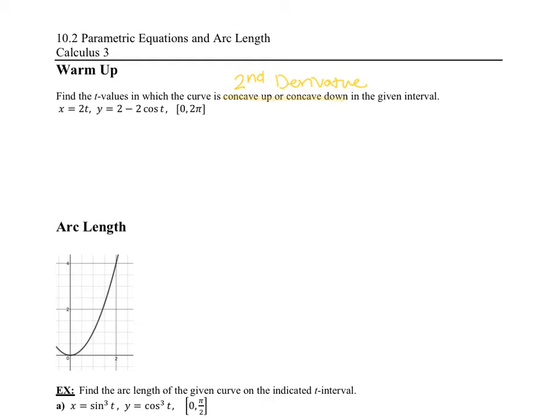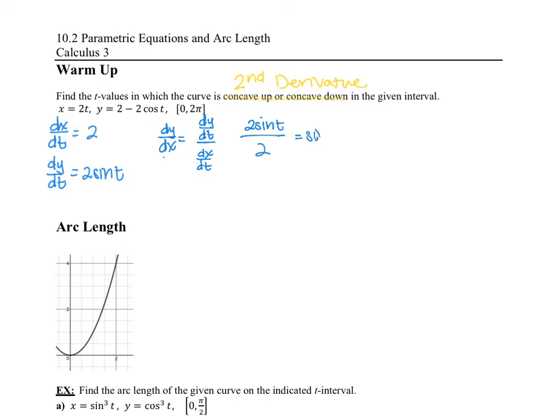All right, so we're going to start with x equals 2t, and if I'm going to take the derivative of that, I'm going to do dx with respect to t, which is going to give me just 2. I'm also going to take the derivative of y with respect to t, which is 2 sine t. Okay, and then the derivative of that is going to be dy/dx, which is equivalent to dy/dt over dx/dt. So I get 2 sine t over 2, which gives me just the sine of t.